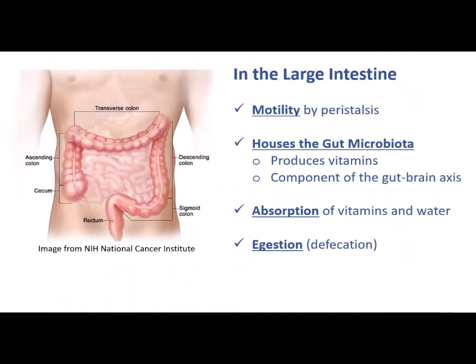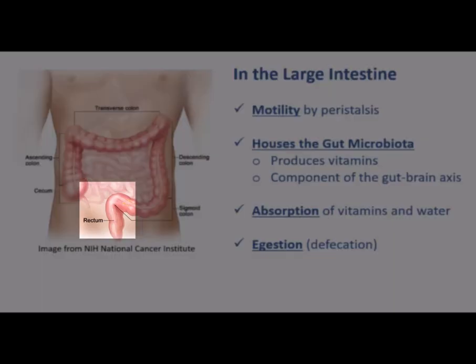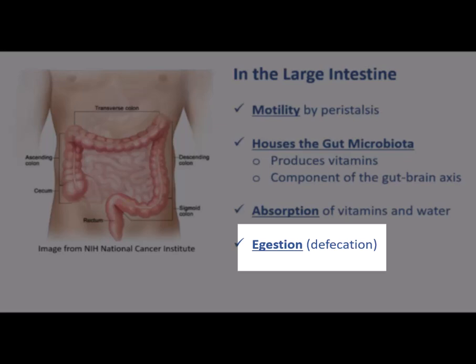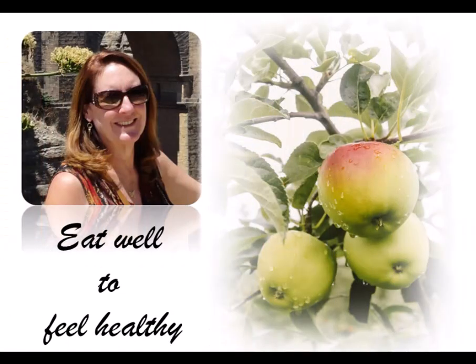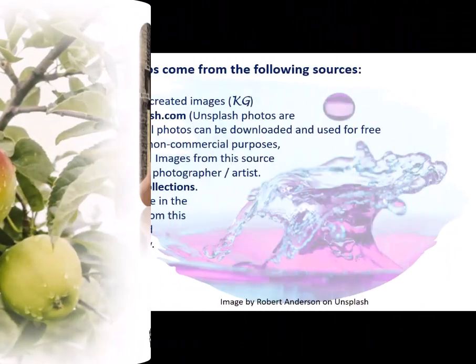After the food is completely processed, the waste is temporarily stored in the rectum until the appropriate neural signals initiate egestion. Well, that wraps up a brief look at the digestive system structures and functions.